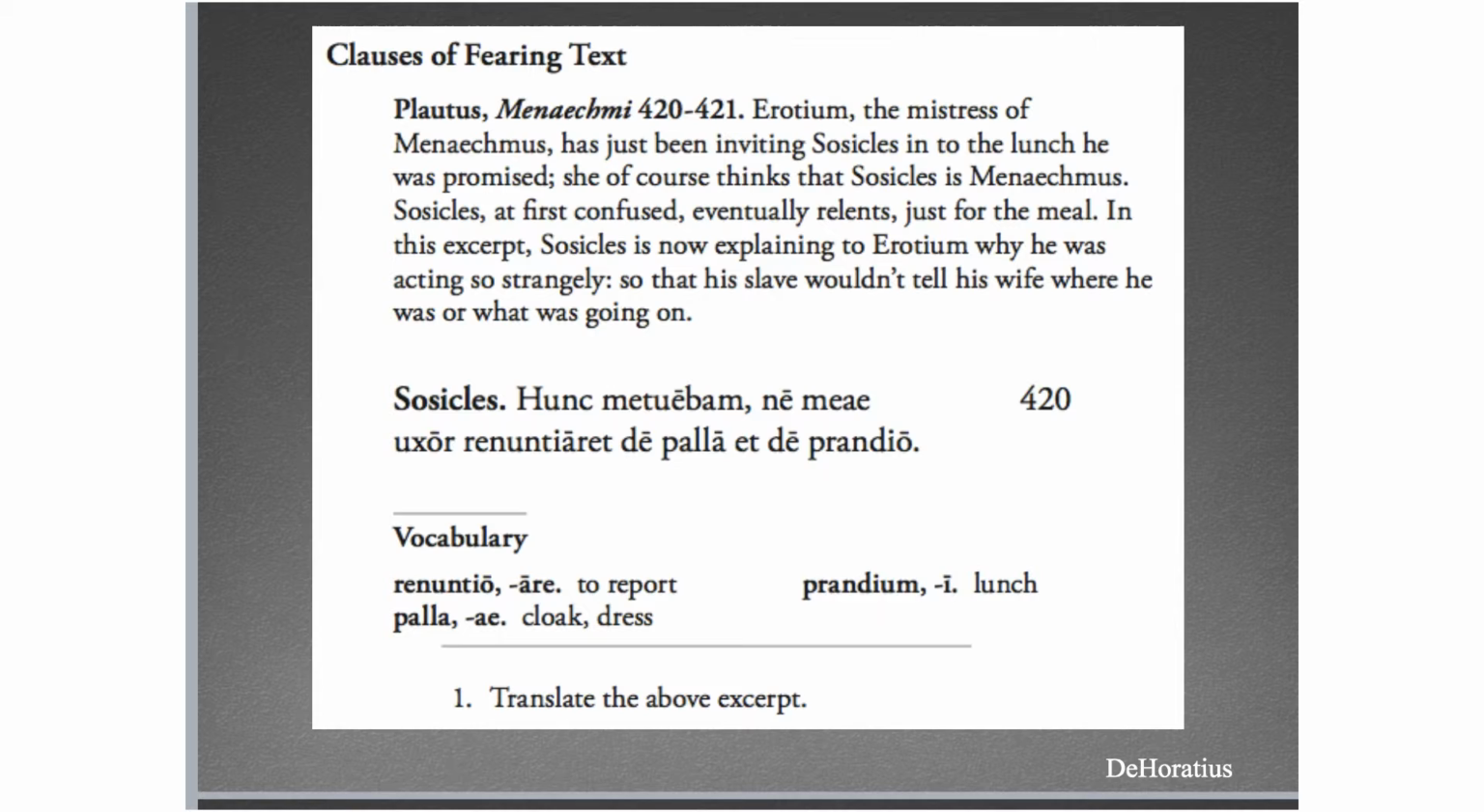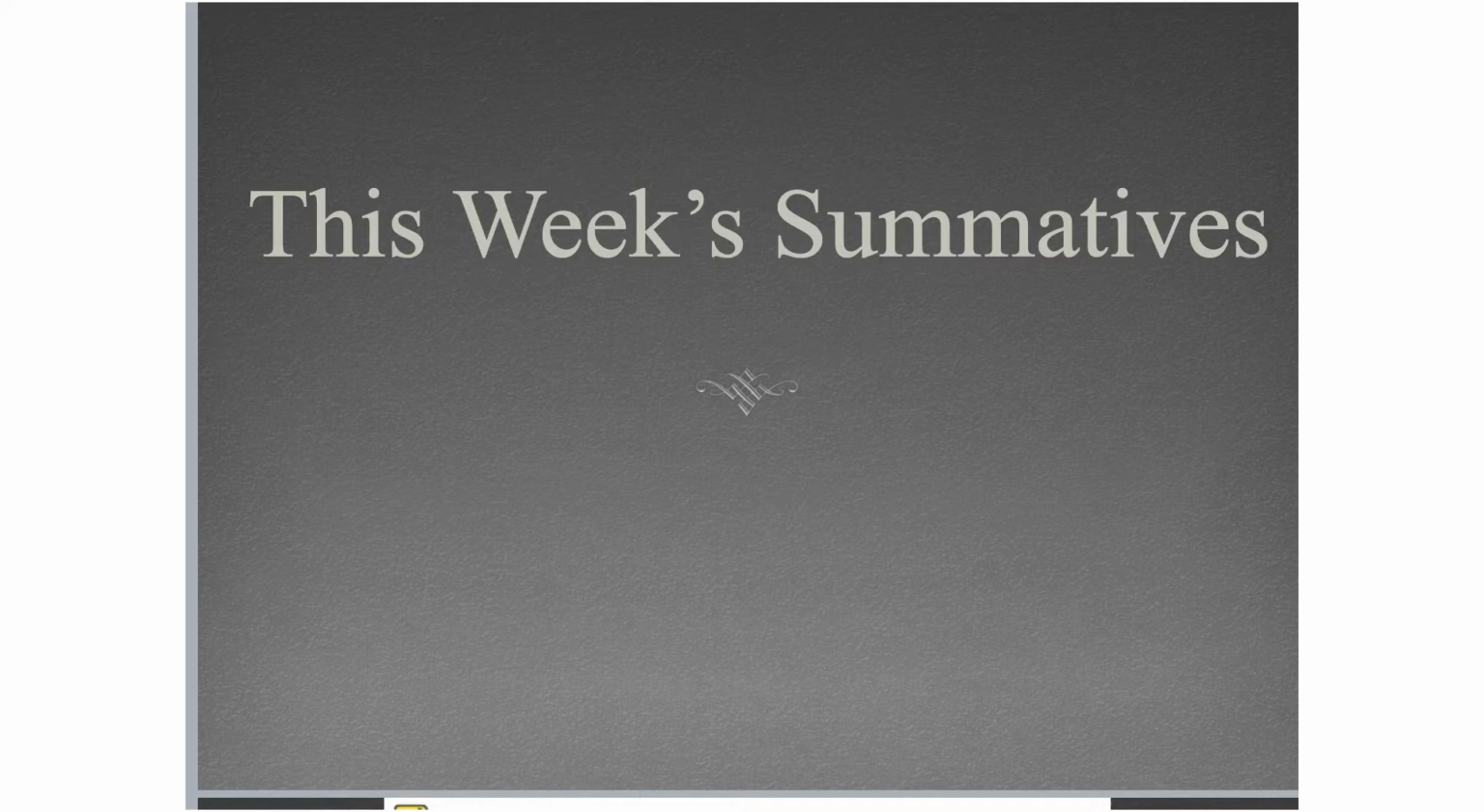All right, one more fearing clause, and then we'll move on to the summatives. So I was afraid that his wife, my wife, might report about the cloak and about lunch. He's essentially cheating on someone. So I was afraid that she would talk about the palla and the lunch. But again, negative ne equals positive fearing clause.